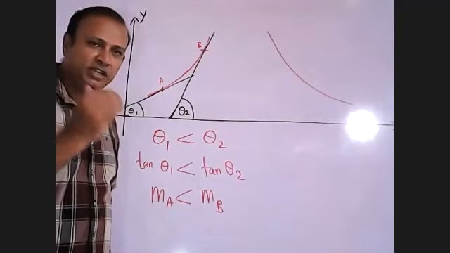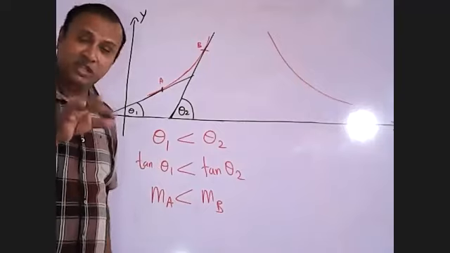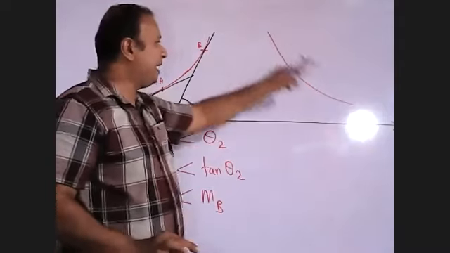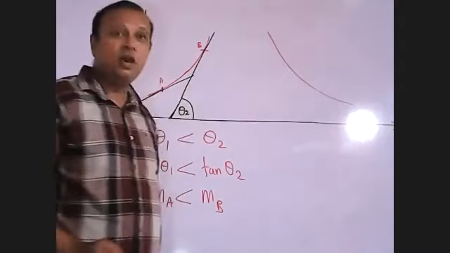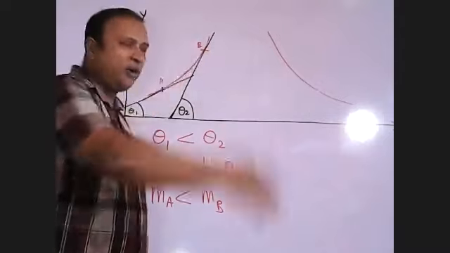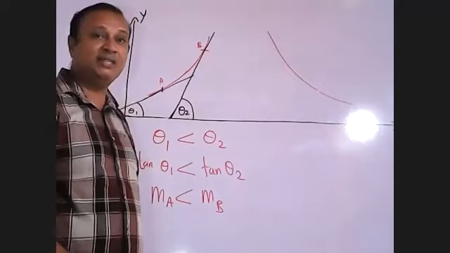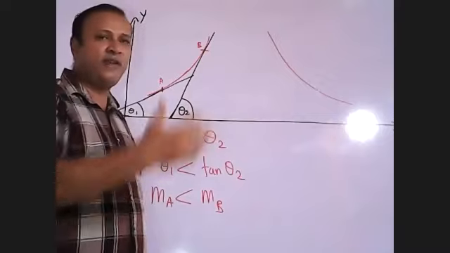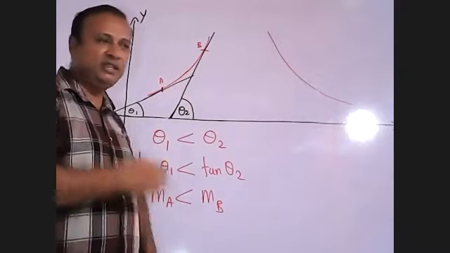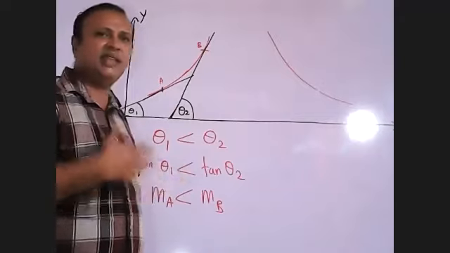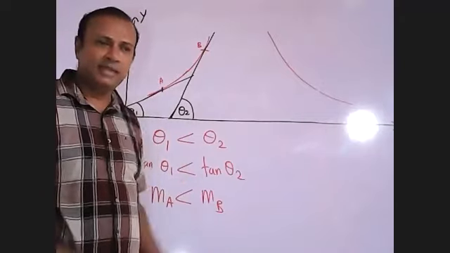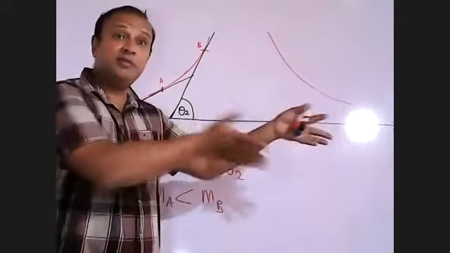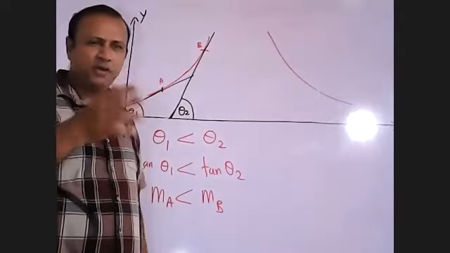So if we want to determine the variation of m, or variation of gradient, the first thing you have to do is take 2 points on the graph. Draw the tangents and measure the angles. Measuring the angle means determining the variation of angle, whether it is increasing or decreasing. If it is increasing, that means tan theta also increases. Tan theta means gradient. So if the angle increases, tan theta increases, that means the gradient also increases. That is the argument.